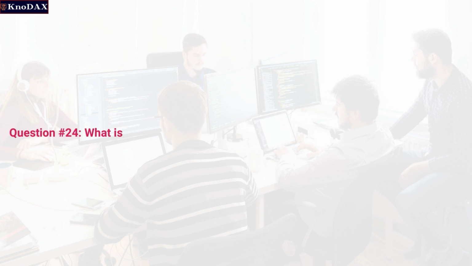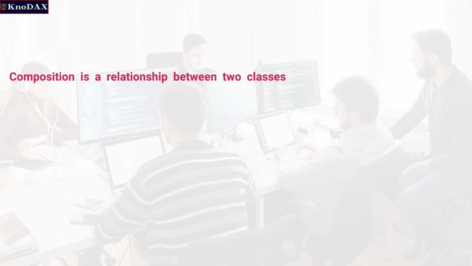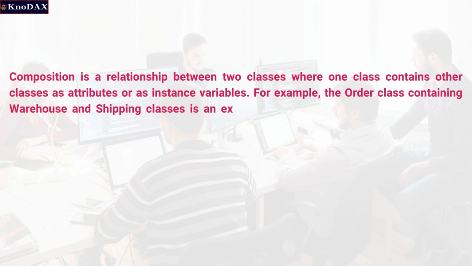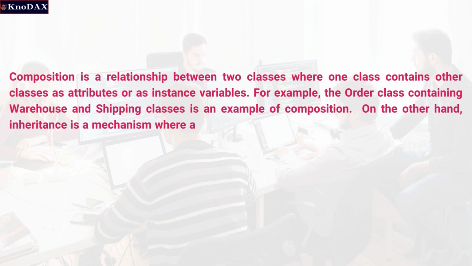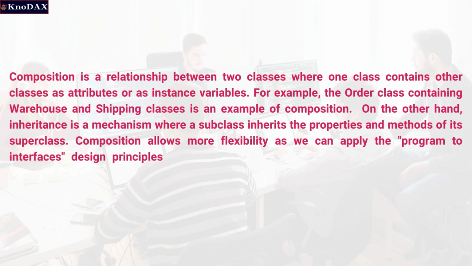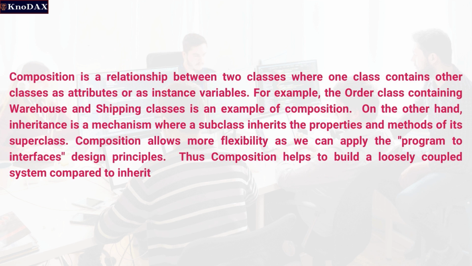What is the difference between composition and inheritance? Composition is a relationship between two classes, where one class contains other classes as attributes or as instance variables. For example, the order class containing warehouse and shipping classes is an example of composition. On the other hand, inheritance is a mechanism where a subclass inherits the properties and methods of its superclass. Composition allows more flexibility as we can apply the program to interfaces design principle. Thus, composition helps to build a loosely coupled system compared to inheritance.